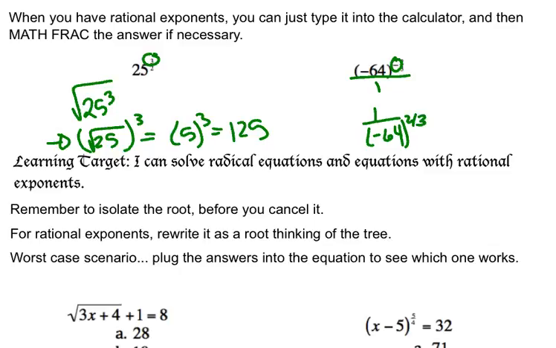Now, 64 squared is kind of a hard one to do, so we're going to start with thinking about what 64 cubed is. The cube root of 64, sorry. The cube root of 64 happens to be 4. So if you take care of that cube root first, you end up with negative 4 squared, because we still haven't taken care of that square. So, negative 4 squared ends up giving us 16. We just have 1 over 16.